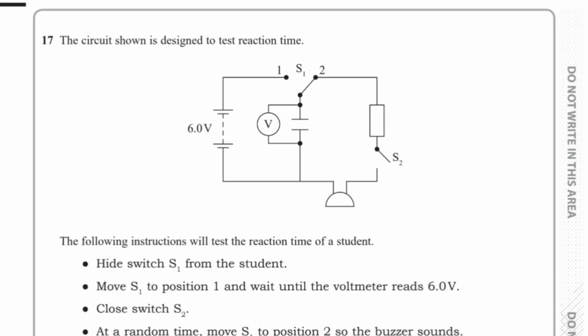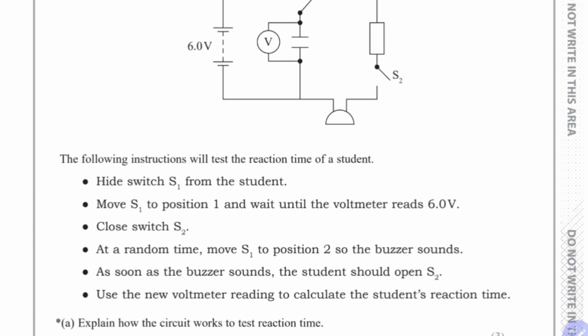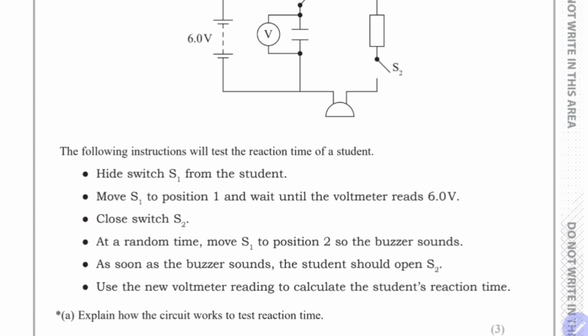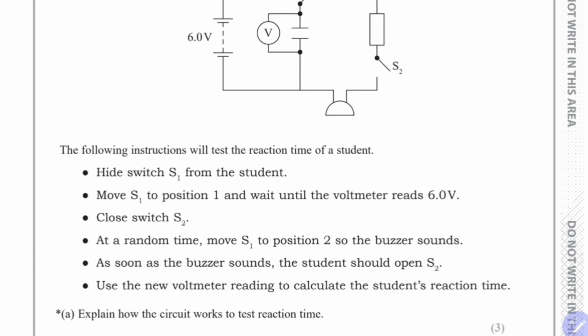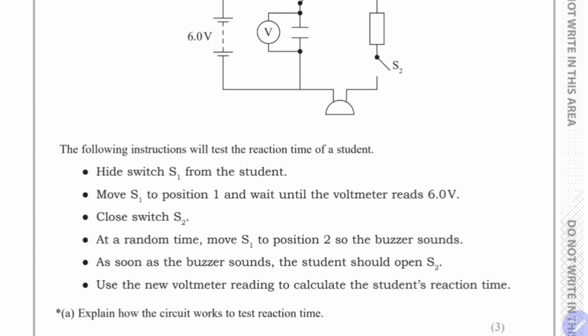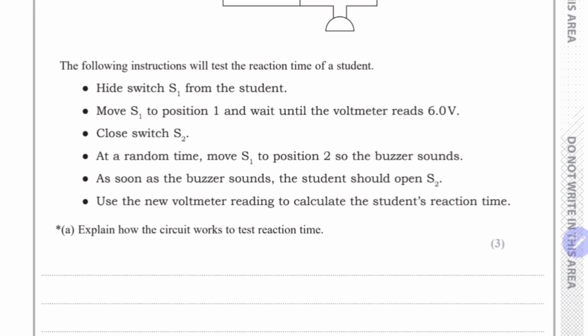So next one, number 17. The circuit shown is designed to test reaction time. The following instructions will test the reaction time of a student. Hide switch 1 from the student. Move switch 1 to position 1 and wait until the voltmeter reaches 6 volts. Close switch 2. At a random time, move switch 1 to position 2 so the buzzer sounds. As soon as the buzzer sounds, the student should open S2. Use the new voltmeter reading to calculate the student's reaction time. Explain how the circuit works to test reaction time.